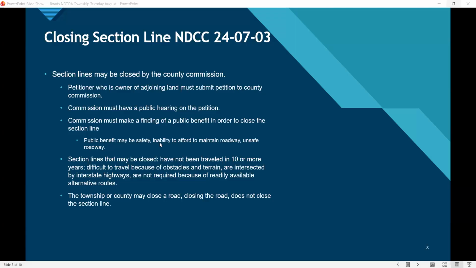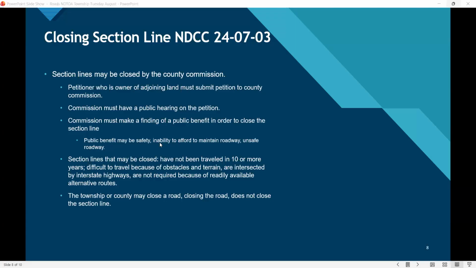I was just contacted about a situation in Nelson County. There was a bridge crossing the Cheyenne River, and the bridge hasn't been there, I don't know, for 15, 20 years. The road's been closed, but people use that section line to access the river, to kayak and to fish. The guy that is a landowner has a pasture on both sides and is looking to have the commission close that section line. No one travels it. No one uses it for vehicle travel, but they do travel down to the river.